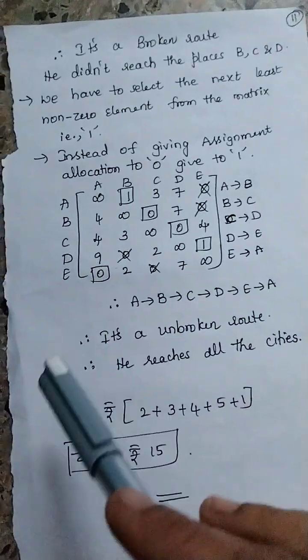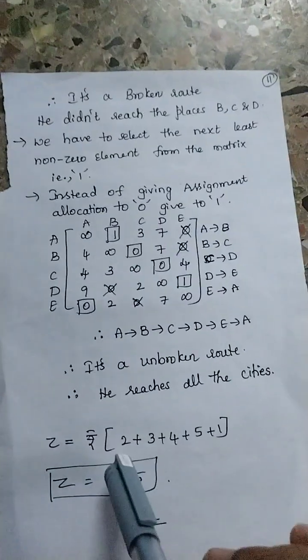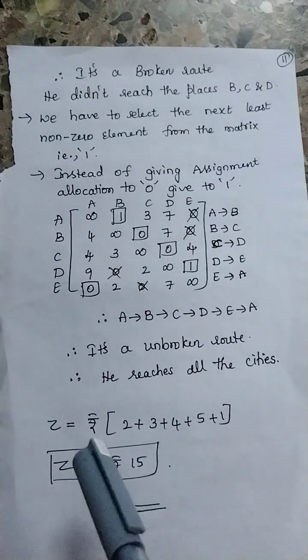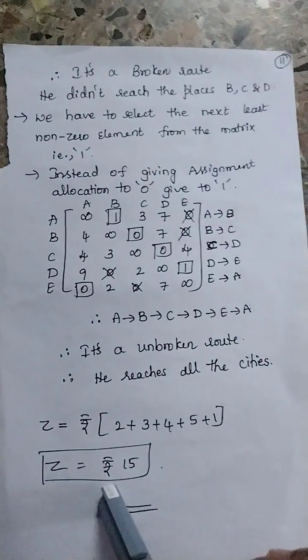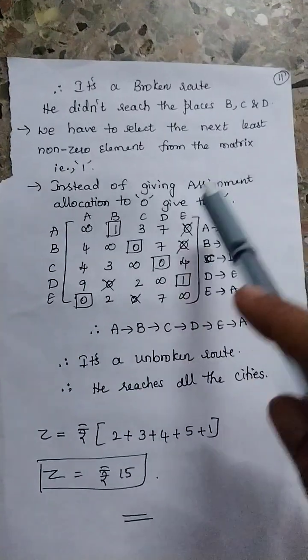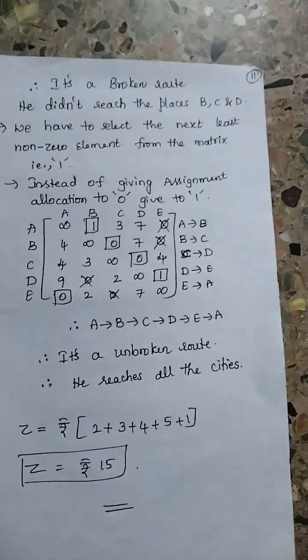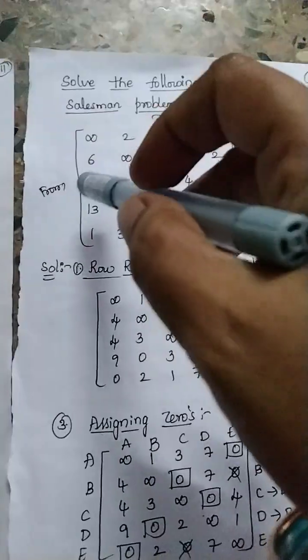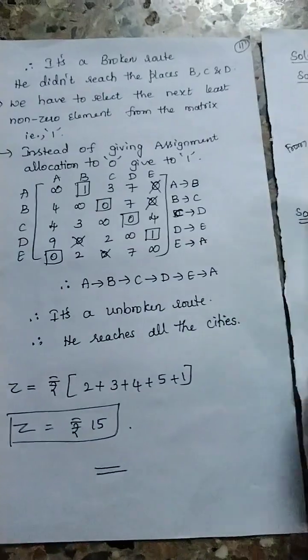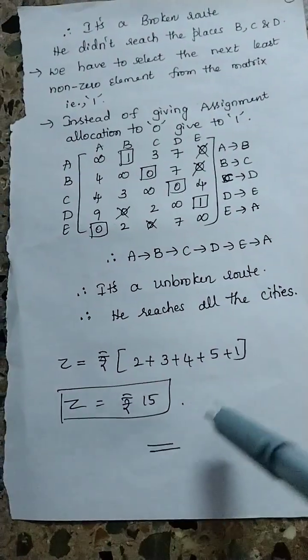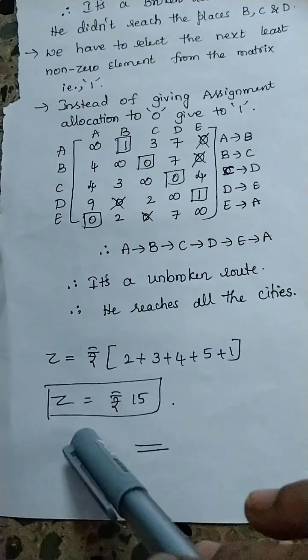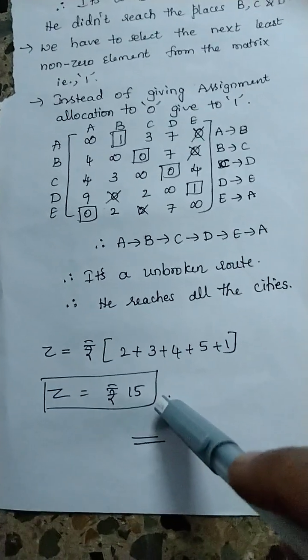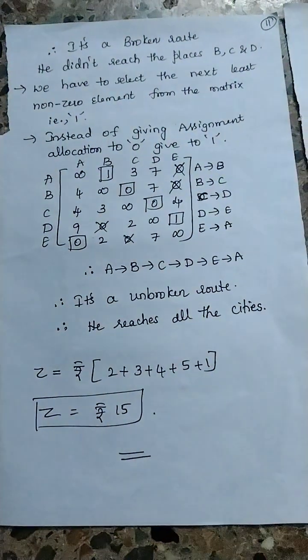And you are going to find out the value of Z by taking the values from the given question. That means from A to B, what is the value here in the question? That is 2. Likewise, you are going to find out the remaining values, and you get the value of Z as 15. Thank you.